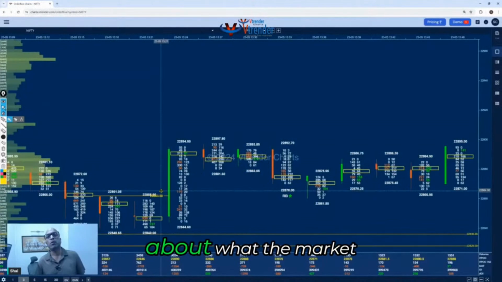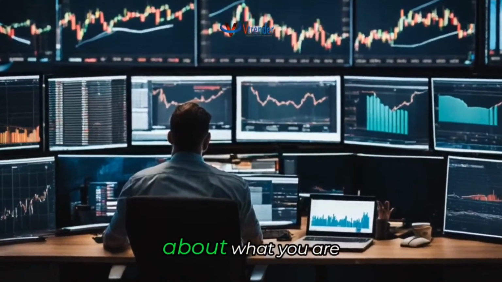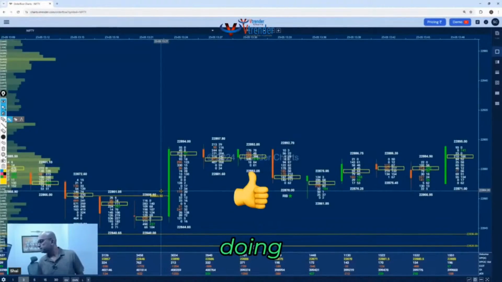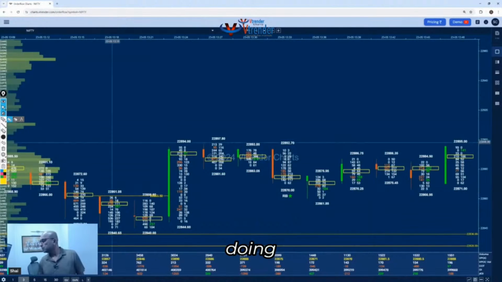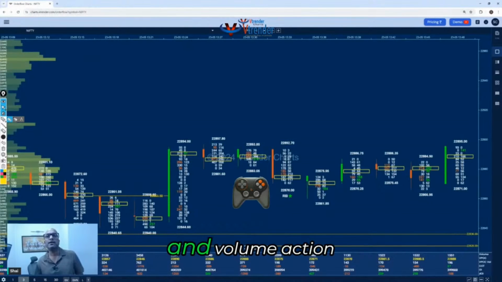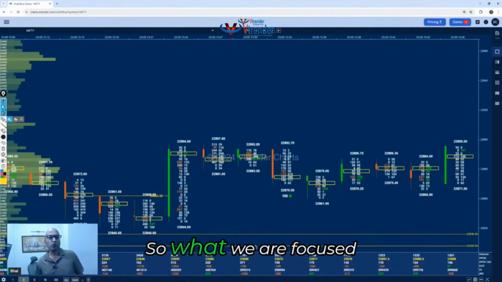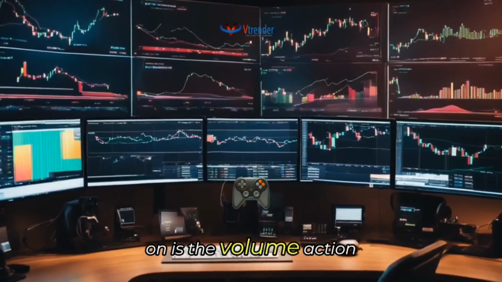Get a cleaner idea about what the market is going to do next. So always keep this futures chart open. It will tell you a lot more about what you are doing, about price action and volume action. So what we are focused on is the volume action, right?